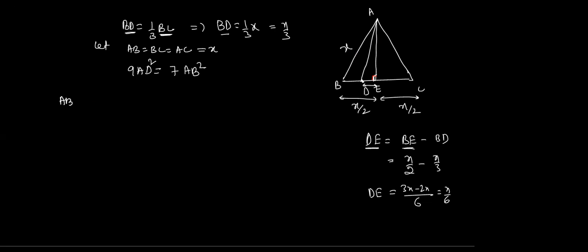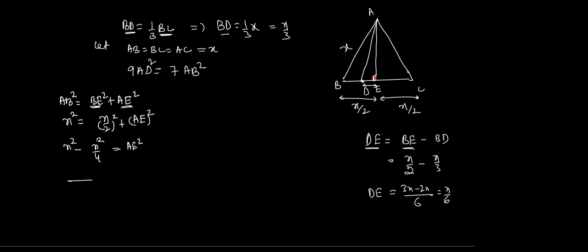So you can write AB square is equal to BE square plus AE square. Now you can write AB in terms of x. So x square is equal to BE square, and BE is actually x by 2, so you write x by 2 square, plus AE square. We don't know the value of AE in terms of x, so x square minus x square by 4, when you open the bracket, will be equal to AE square.